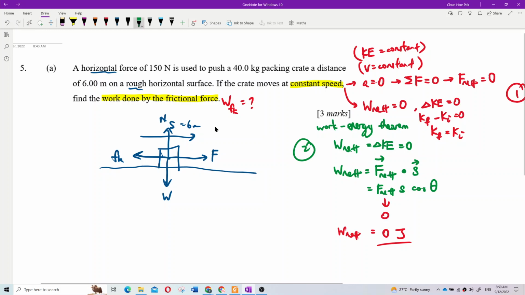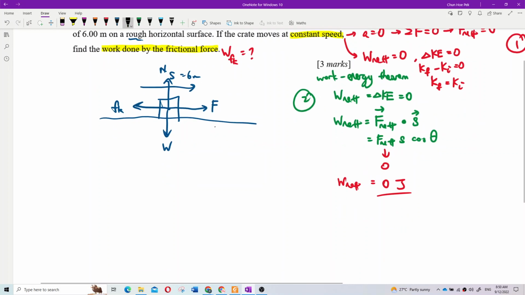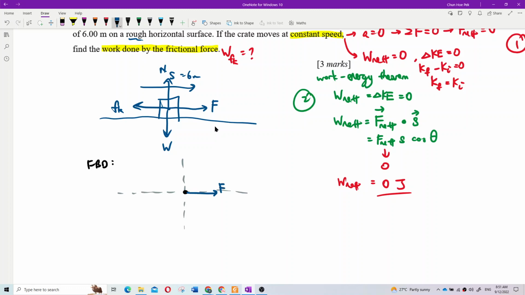Okay, so let's draw again the free body diagram. The free body diagram is a dot only. So draw all the forces. You have the force F here, you have the friction, you have the weight, which we put as gravitational force, because we don't want to mix up W with work done. And then the normal force.